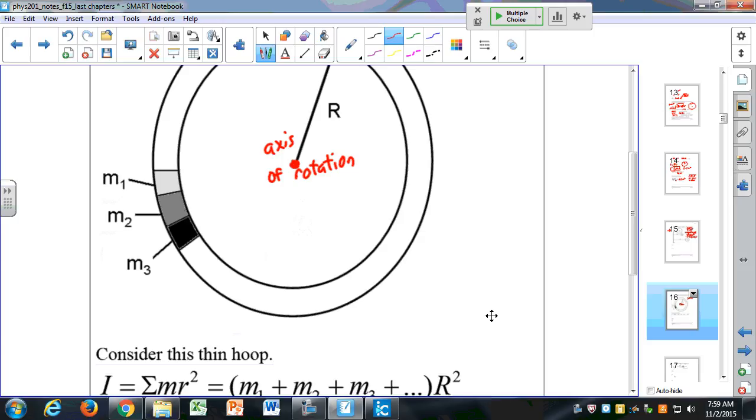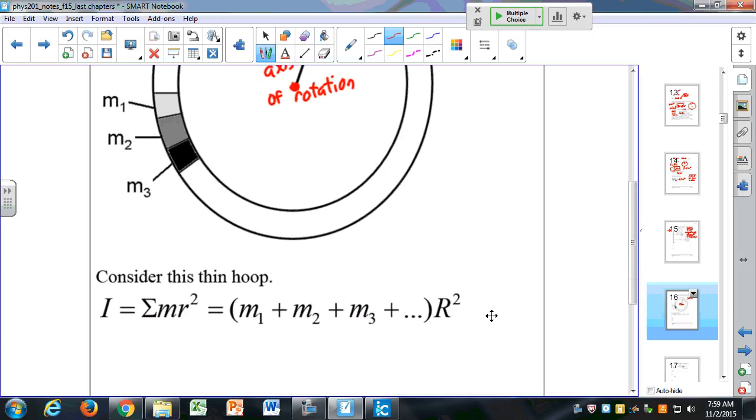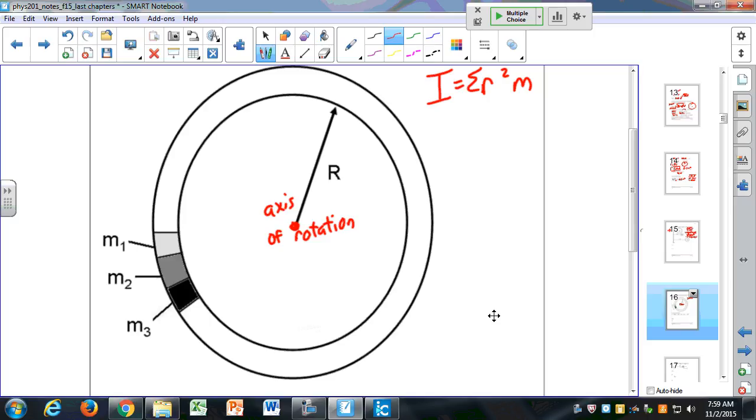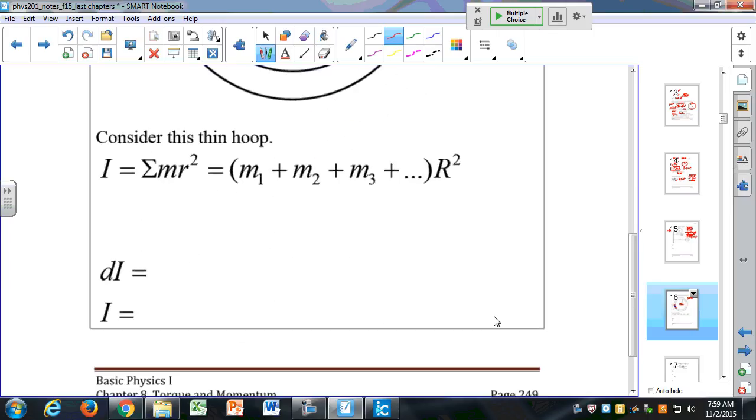All right. So if I have this hoop, I can divide it up into little bitty mass elements. This is my first mass element, my second mass element, my third mass element, and then I can break it up into a bunch of other mass elements. In fact, I'm going to break it up into an infinite number of little bitty mass elements. Each of those has the same radius, so the hoop, it turns out, will be really simple to derive the moment of inertia because your R doesn't change with M.